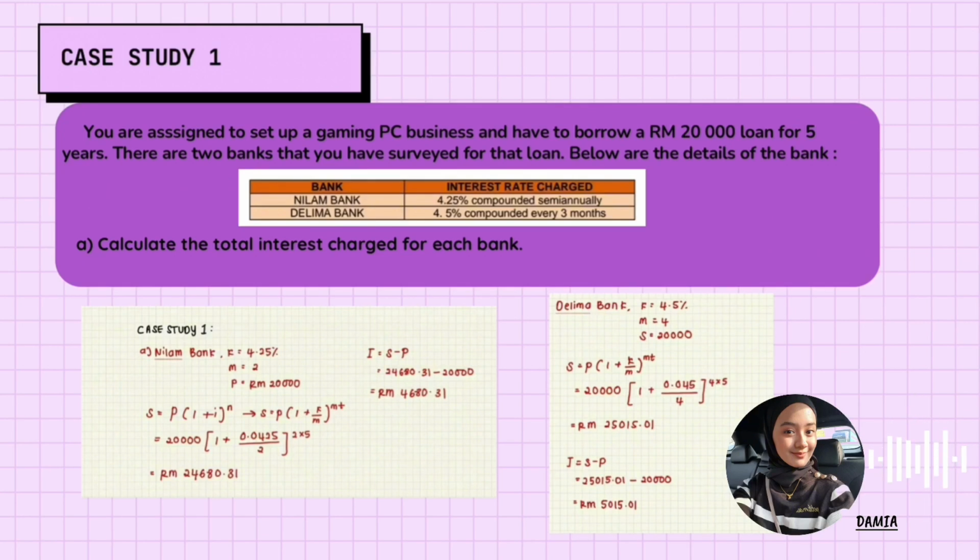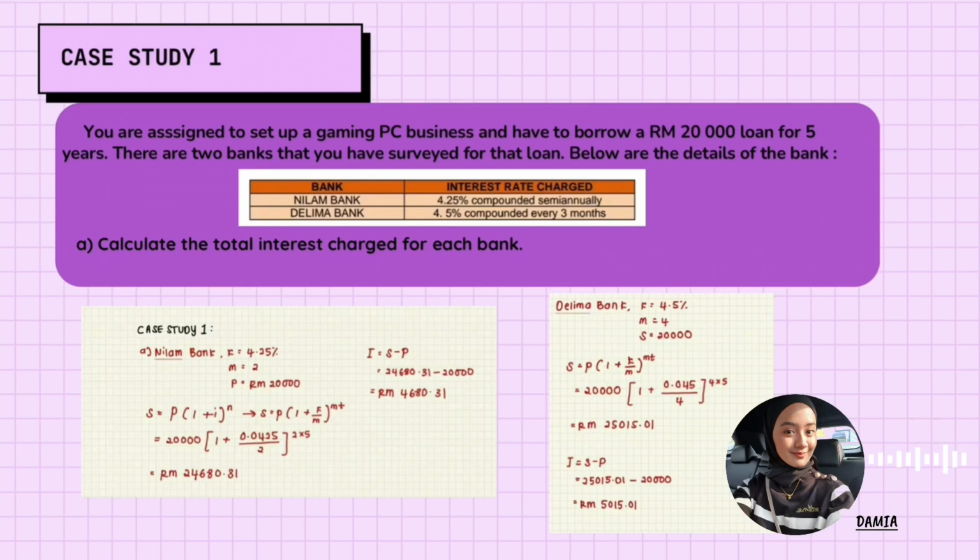And we're going to get the answer, 24,680 ringgit 31 cents. To find the interest charge, the future value needs to be minus by the principal value. So 24,680 ringgit 31 cents minus 20,000 ringgit, and we'll get the answer 4,680 ringgit 31 cents.